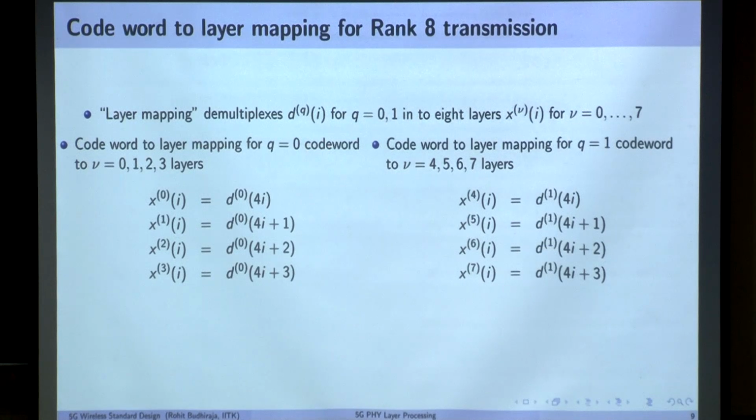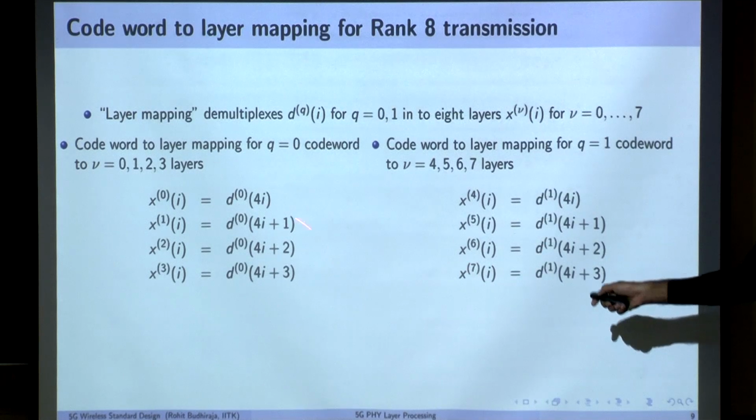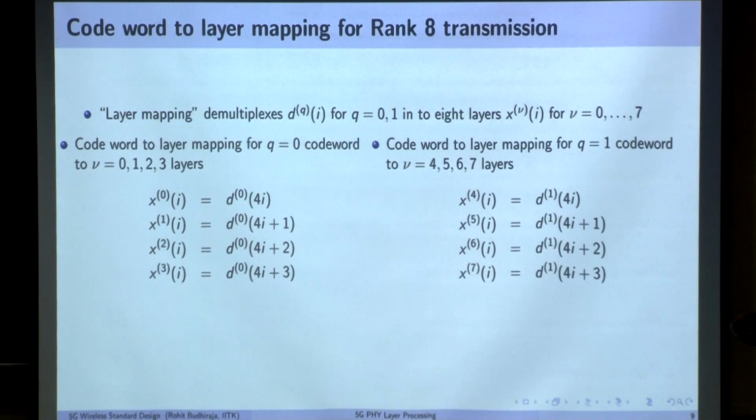So if the rank is 6, then you will not have this, but this will be there, you will not have the remaining 2 layers. So it is not like it will be 3 and 3. It is 4 and then 2. I think that's what it is.